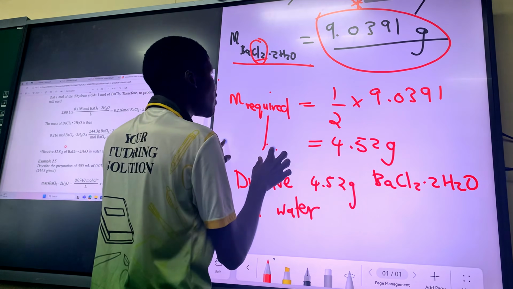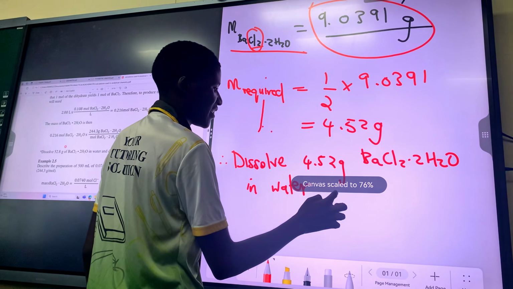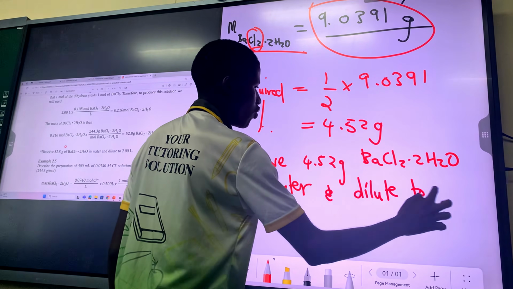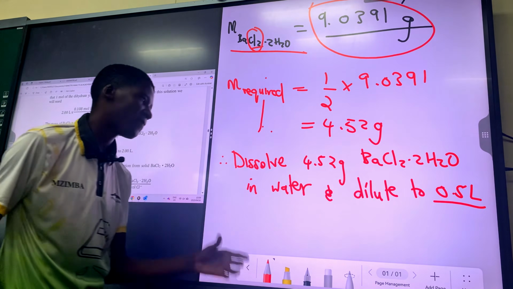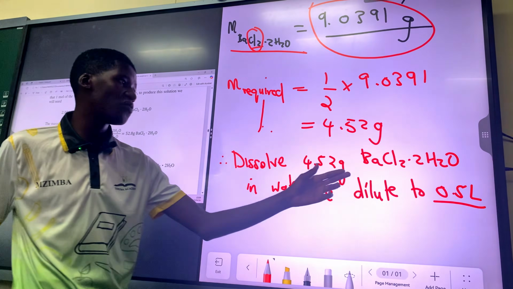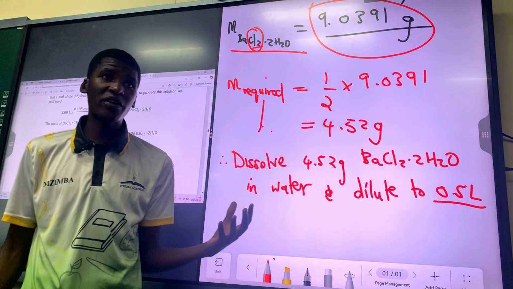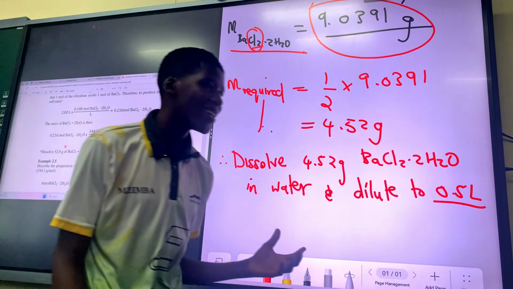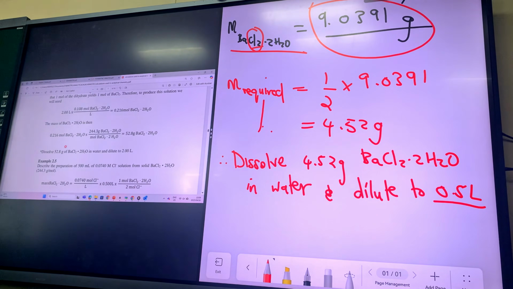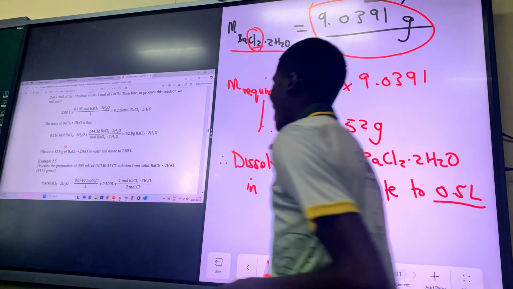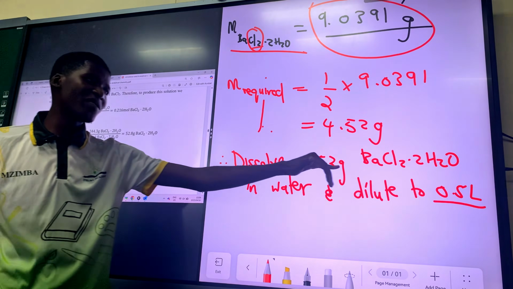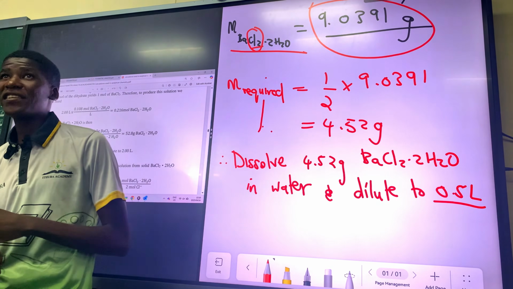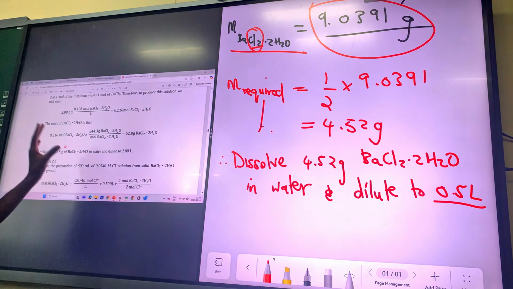Now you want to dilute it to which volume? To 0.5 liter. That's the final conclusion. So you dissolve 4.52 grams of this compound, the solute that you are using to prepare, in water, and then you dilute that to 0.5 liters. That's the final. You must always describe a preparation.